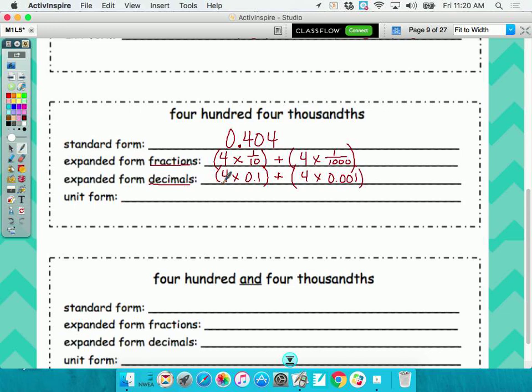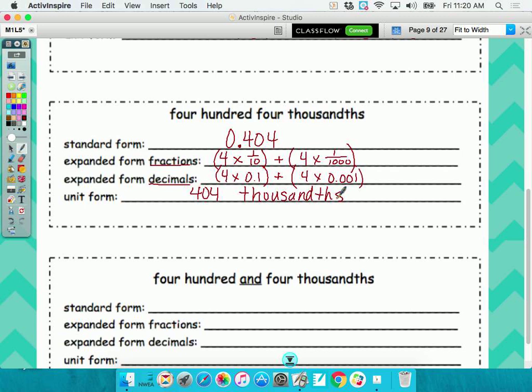Okay, unit form. How do you say the number? Okay, so tell me what to write, Cooper. 404 thousandths. Well, we're not going to say and, are we? But did you mean these were the digits and thousandths is the word? Yup. Okay. You guys agree? All right. Now we're going to do a little bit trickier one.